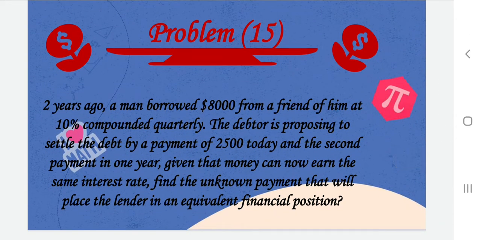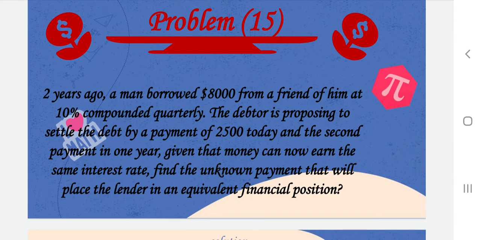Problem 15. 2 years ago, a man borrowed $8,000 from a friend of his at 10% compounded quarterly. The debtor is proposing to settle the debt by a payment of $2,500 today and a second payment in 1 year. Given that money can now earn the same interest rate, find the unknown payment that will place the lender in an equivalent financial position. Note that the rate for old obligations and the new obligations is the same, which is 10%.